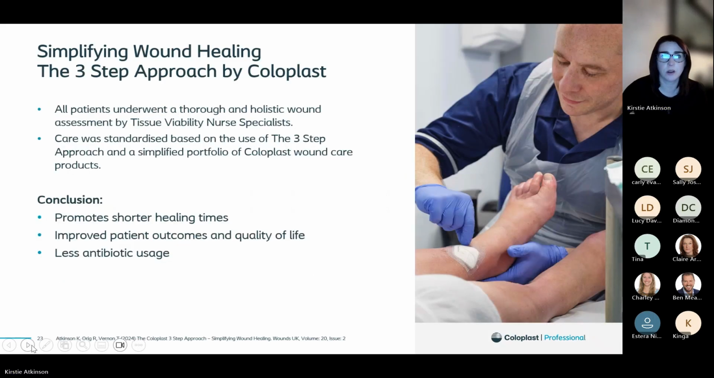So by simplifying wound healing with the Coloplast 3-step approach, all patients underwent a thorough and holistic wound assessment from a tissue viability nurse specialist. The care was standardised based on the three-step approach and the simplified portfolio of Coloplast wound care products, so all prep pad and a product out of the biotin range. And what we found was it promoted shorter healing times, it improved patient outcomes and had massive implications on their quality of life, and there was no antibiotic usage while they were taking part in the evaluation.